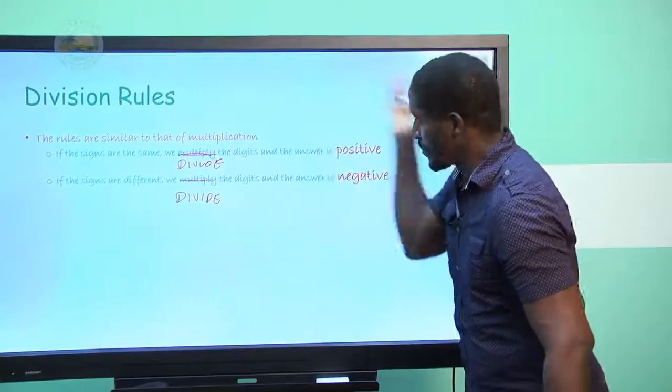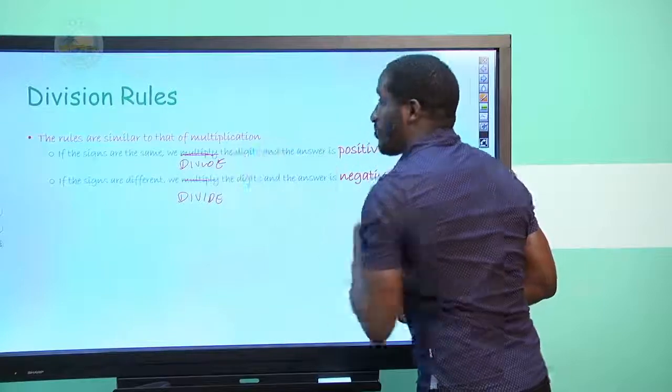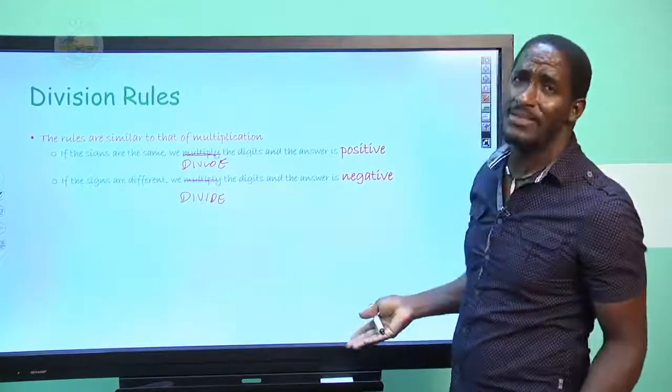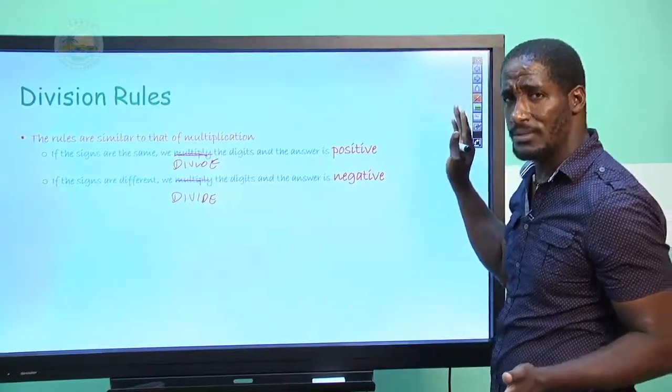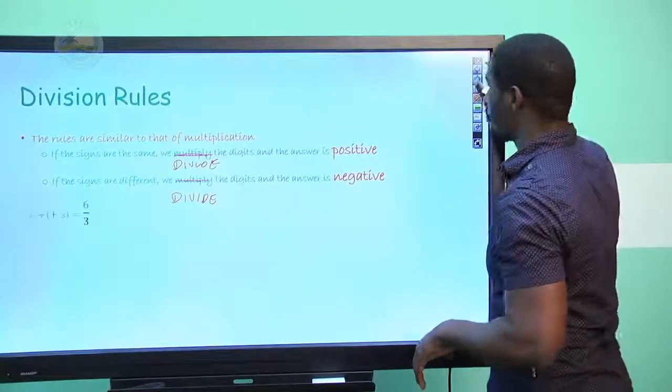So when I'm dividing, I just divide. If the signs are the same, answer is positive. If the signs are different, answer is negative. The same thing applies to multiplying. I multiply. If the signs are the same, answer is positive. If the signs are different, answer is negative. Let's see how that works.